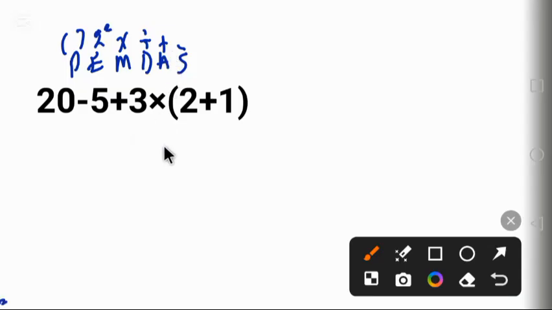So, we work the one in parentheses first. That is 2 plus 1 equals 3. We have a new equation, which is 20 minus 5 plus 3 times this 2 plus 1, like we said, is what? 3.